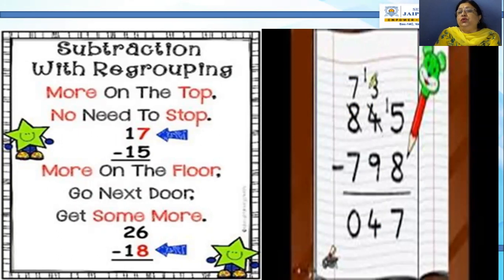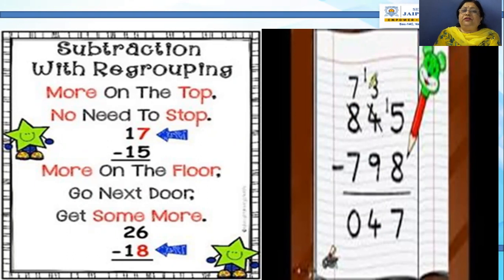Now, there are certain rules of subtraction with regrouping. More on the top, no need to stop. This is a poem which will help you to remember. More on the top, no need to stop. If the number on the top is big, you don't need to stop. Like 17 minus 15, 7 is bigger. So 7 minus 5 will be 2 and 1 minus 1 will be 0. So no need to stop.